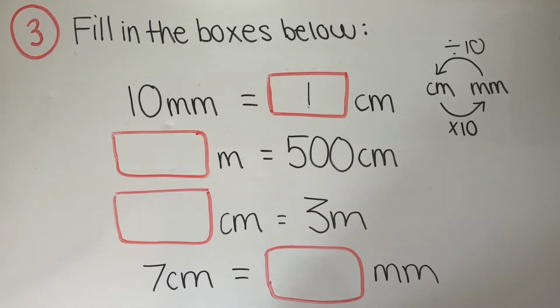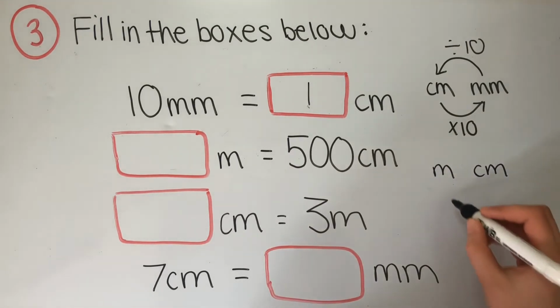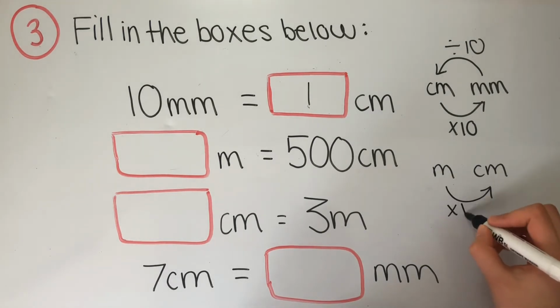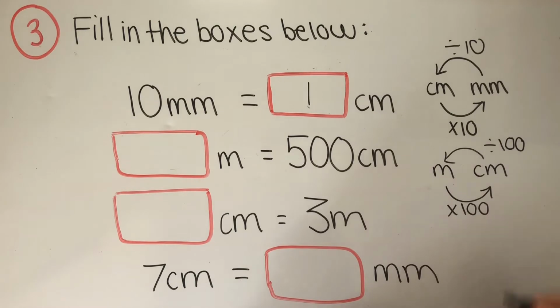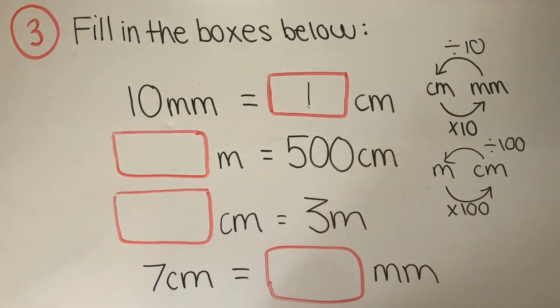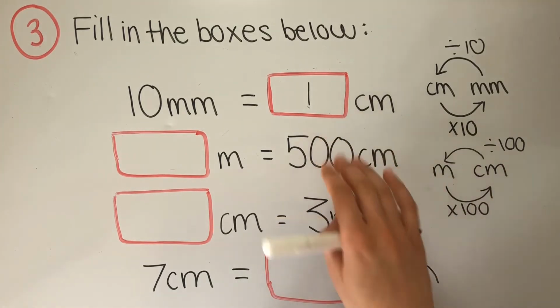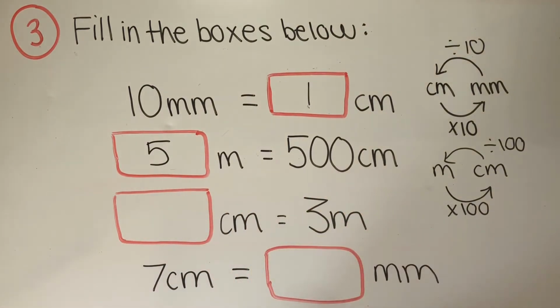Our next conversion is from metres into centimetres. From metres to centimetres, we times by 100, and from centimetres into metres, we divide by 100. Here we have 500 centimetres into metres, so what we're going to do is divide it by 100. That means that we're going to take 2 zeros off, and we're left with 5. 5 metres equals 500 centimetres.